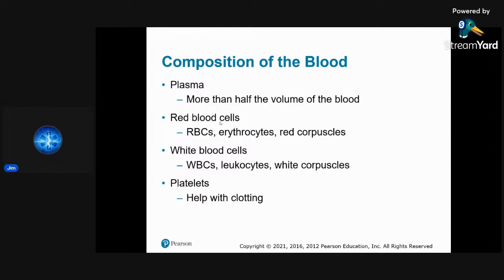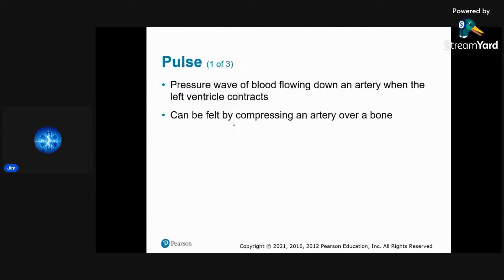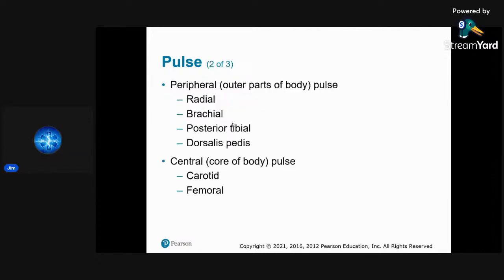They're the troopers, right? They're the soldiers. And the platelets are there to plug holes. They're the clotters, right? They're what causes blood clots and clotting. So they're going to clot the hole. Pulse is the pressure wave of blood flowing down an artery when the left ventricle contracts. You feel a pulse by compressing the artery over a bone. That's how we feel for a pulse.